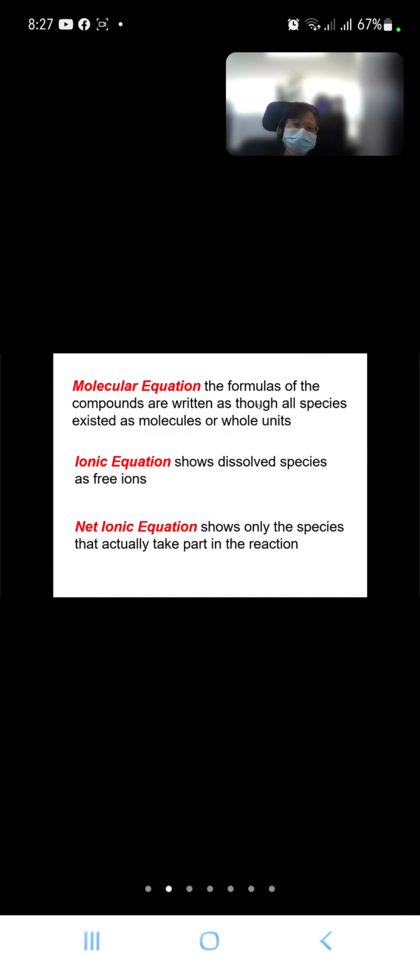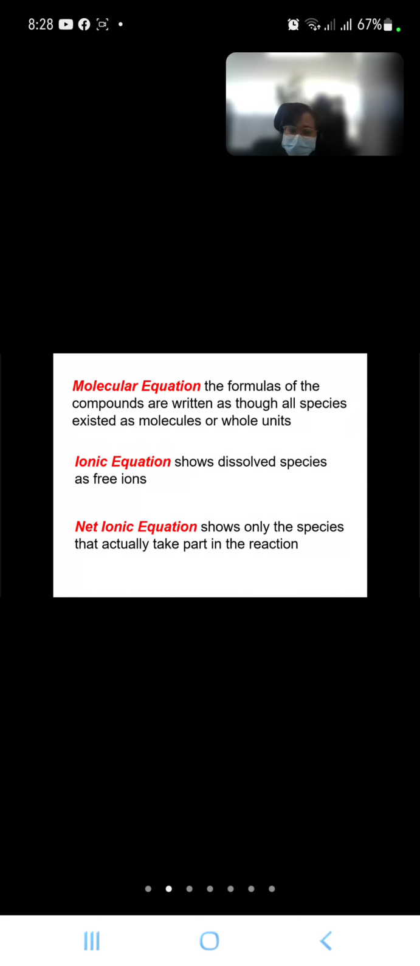Okay, so if we say molecular equation, it is an equation where the formulas of the compounds are written as though all species existed as molecules or whole units. So wala na to gi-ionize. We write all the substances involved in the reaction as they are. No, we write them as molecules.